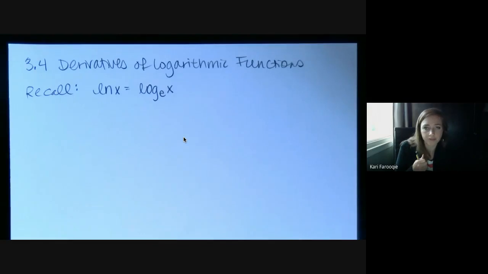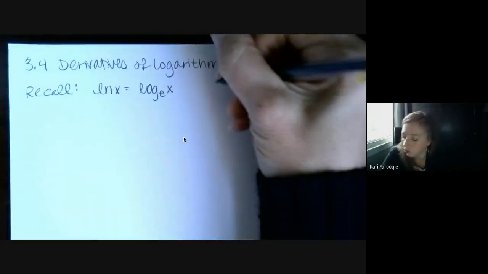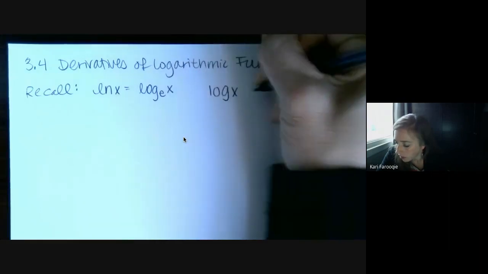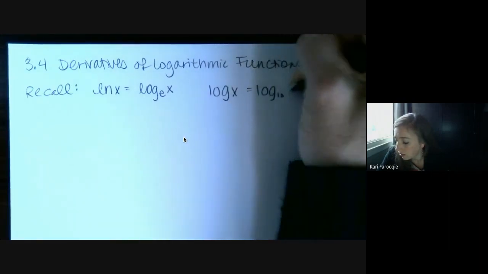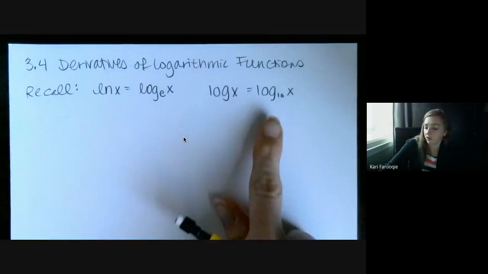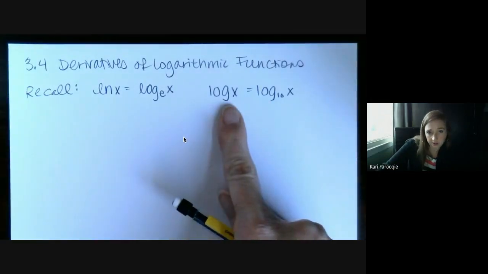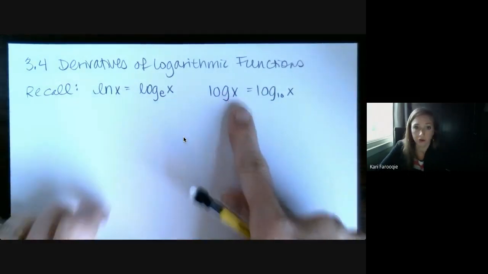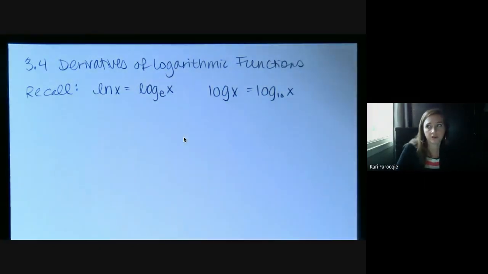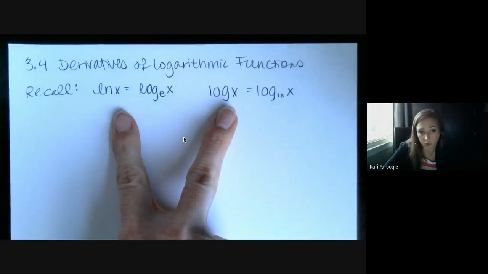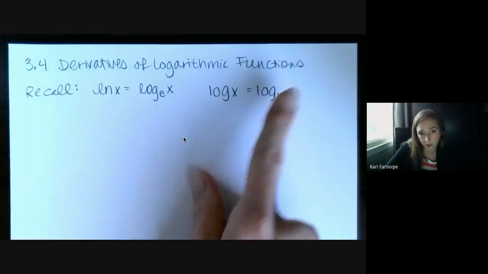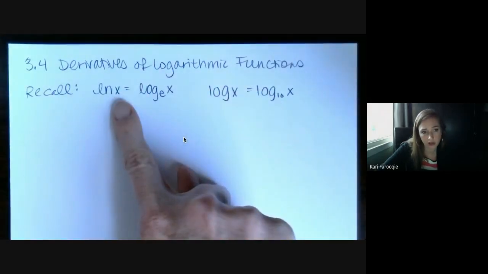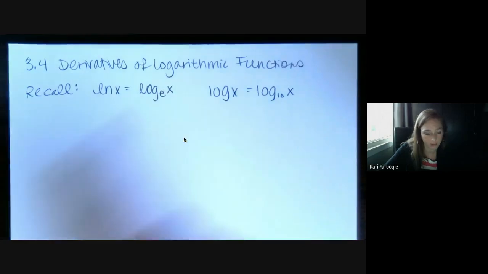I should remind you of this too. Log x is log base 10 of x. It's just assumed that the base is 10 if it's not written. If the base is something other than 10 or e, it'll be written in your logarithm. So you might see log base 3 of x. There's no other way of writing that. They have to write a base of 3. But these are the two special ones. This is called the common log because it's a base 10. And this is called the natural log because it's got a base of e.